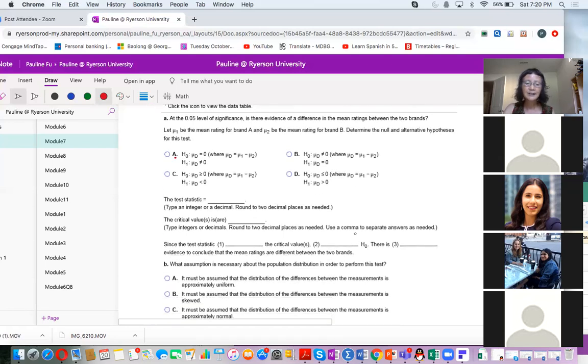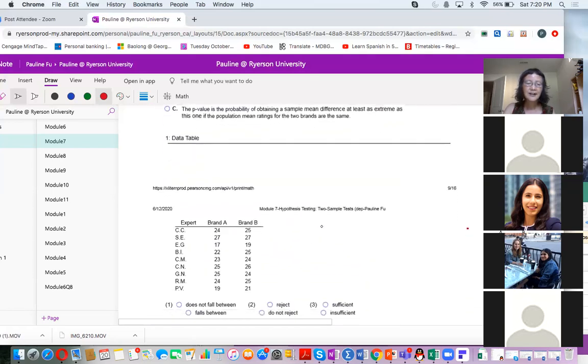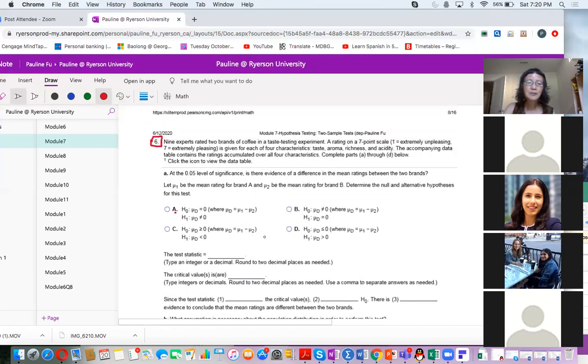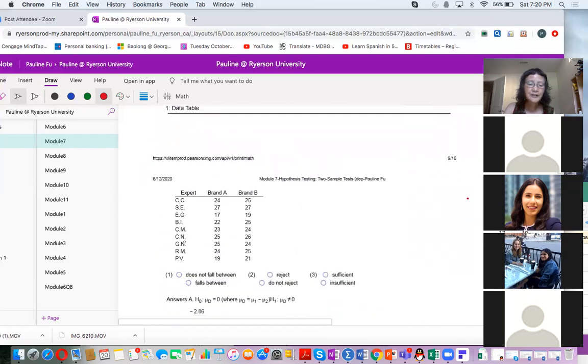So where is the data? The data is this table, okay? And in this table, how many people? 9 experts, 9 people. Each person will rate 2 brands of products, brand A, brand B. And see, this is one person. One person will rate brand A, brand B, and another person will rate brand A, brand B product.